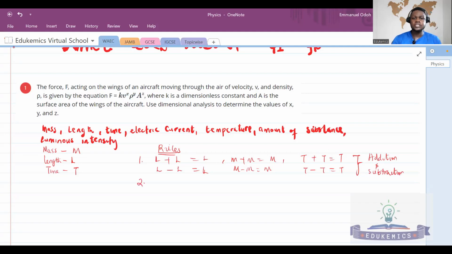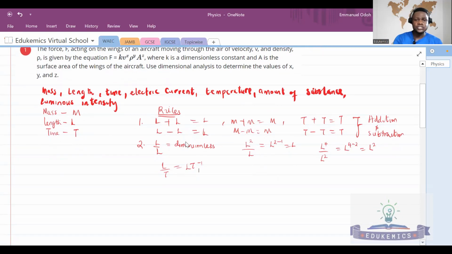The second rule worth noting is product or division. When a length divides a length, they cancel, so length divided by length is dimensionless. There's no dimension when a length divides a length. But when we have L squared divided by L, we use our normal laws of indices to get L. If we have L to the power of 4 divided by L cubed, we use our normal laws of indices to do this. And the same thing when you have LT, it will be LT minus 1 according to the laws of indices. So this is very important.